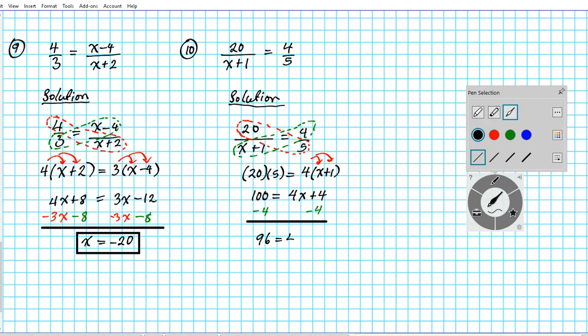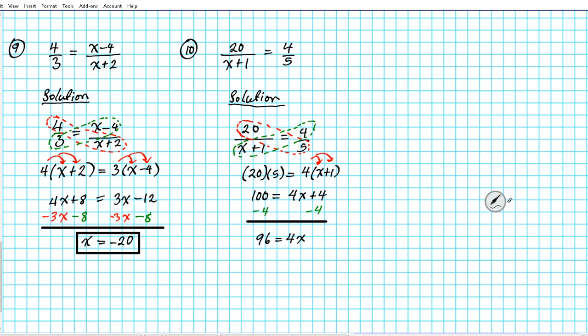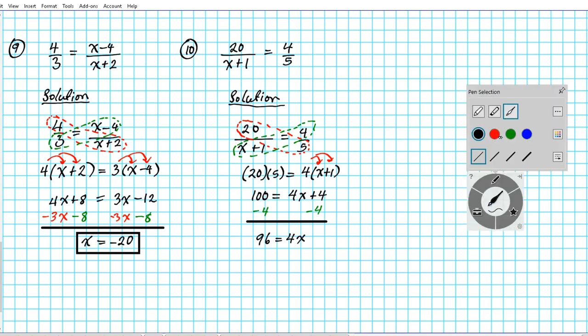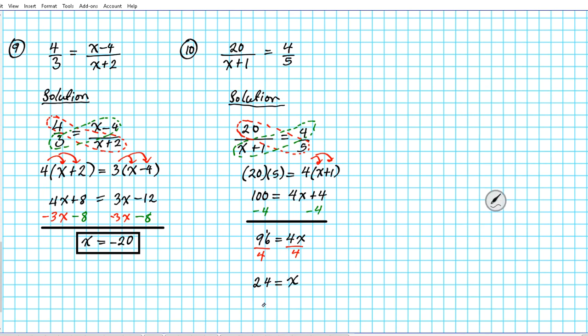96 equals 4x. Now to finish this off, we need to get rid of that 4 that's been multiplied by x there. So we are going to divide both sides by 4. That will result in the isolation of x. 4 goes into 9 2 times, remainder 1. 4 goes into 16 4 times. And then these 4s are divided out. You have x. Final answer is x equals 24.